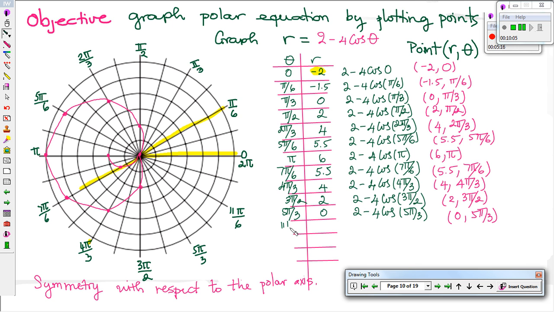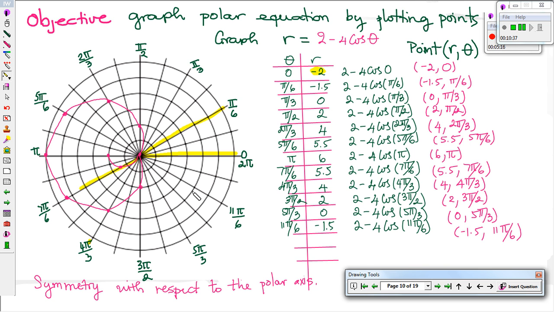Next will be 11 pi over 6. So 2 minus 4 times cosine of 11 pi over 6, and that will give us negative 1.5. So we'll plot the point negative 1.5 comma 11 pi over 6.